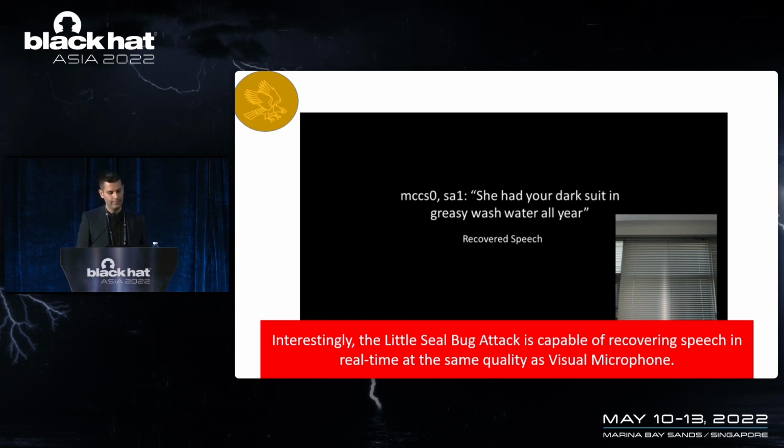Now, interestingly, the Little Seal Bug attack is capable of recovering speech in real time at the same quality as a visual microphone. It highly depends on the object that is being used to recover speech, but as you can see, the speech recovery is at very high quality, where you can hear it and understand what is being said.